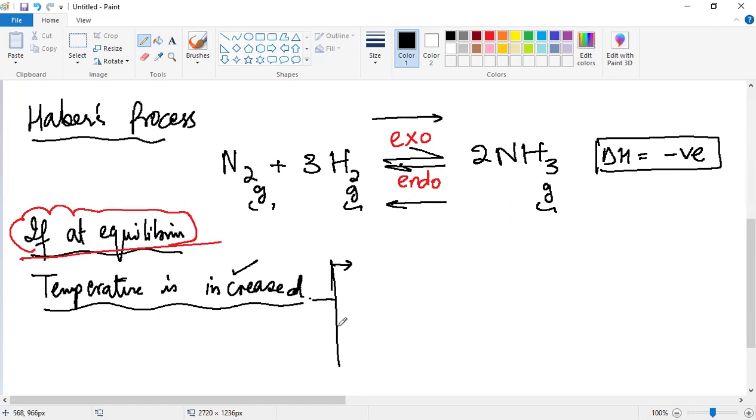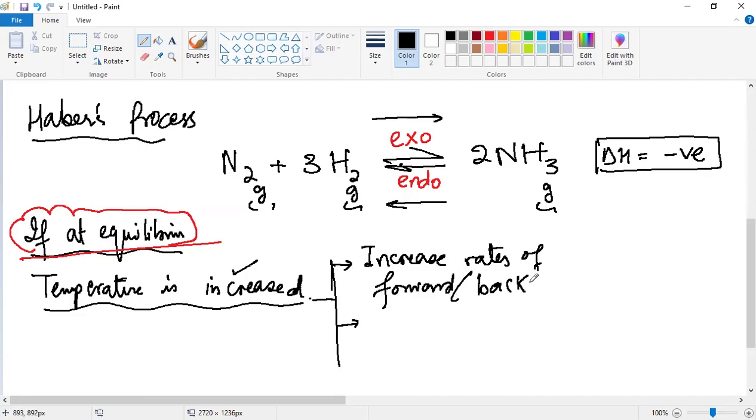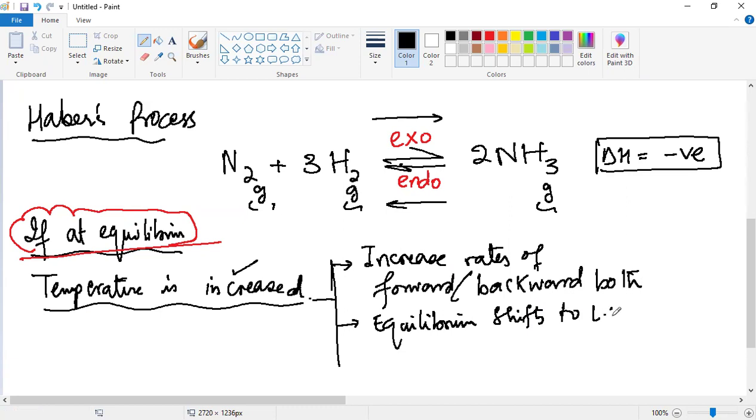So all these changes which I've pointed out, I'll list them here. Increasing temperature will increase rates of forward and backward reaction, both. But because the endothermic side becomes faster, we would say the equilibrium shifts to reactants. Equilibrium shifts to the left-hand side, reactant side.